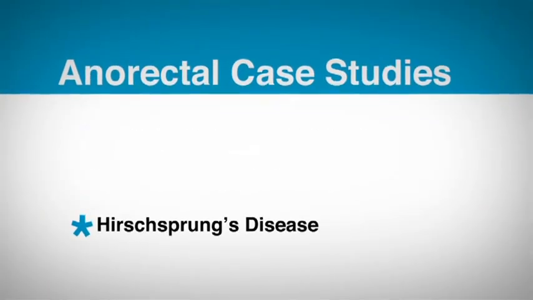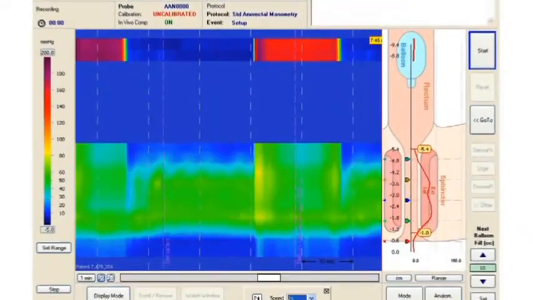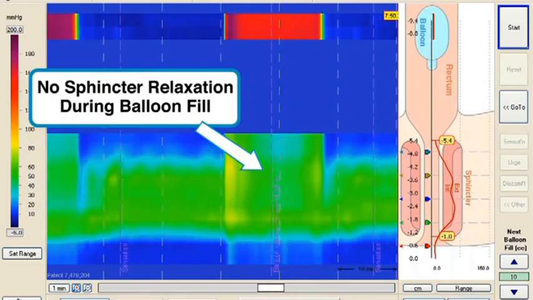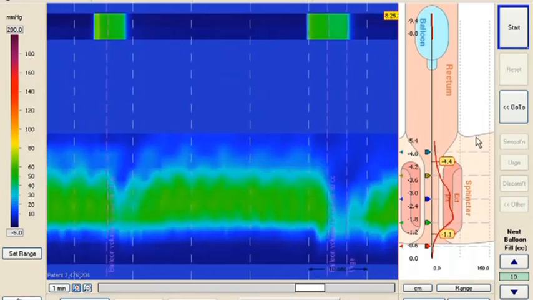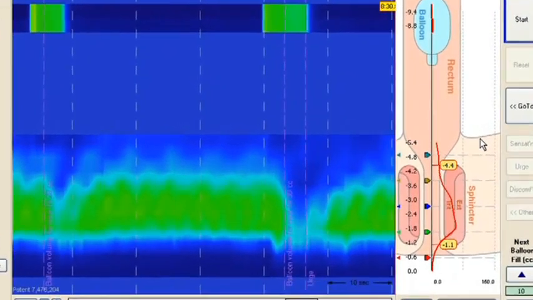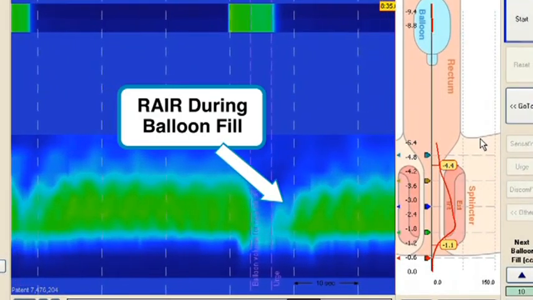Hirschsprung's disease. In this subject, there is no relaxation in the sphincter during a balloon fill maneuver. The difference is easily visualized when compared to a normal subject with appropriate relaxation during a balloon fill.